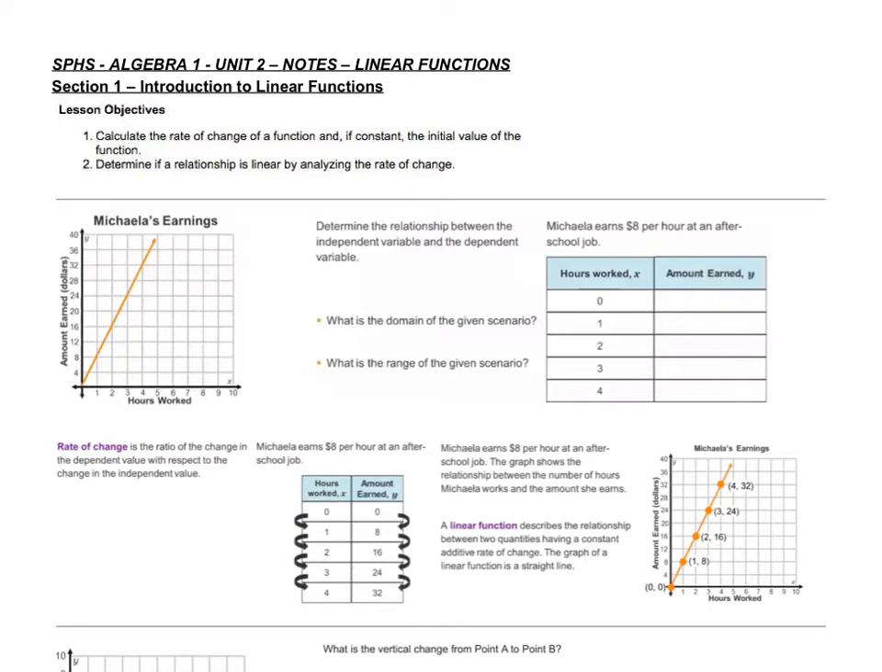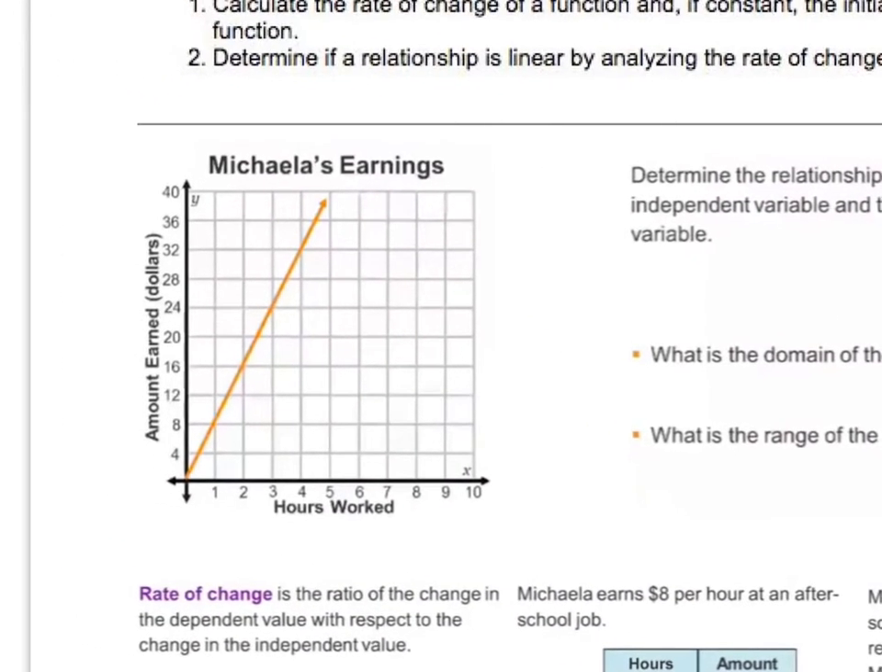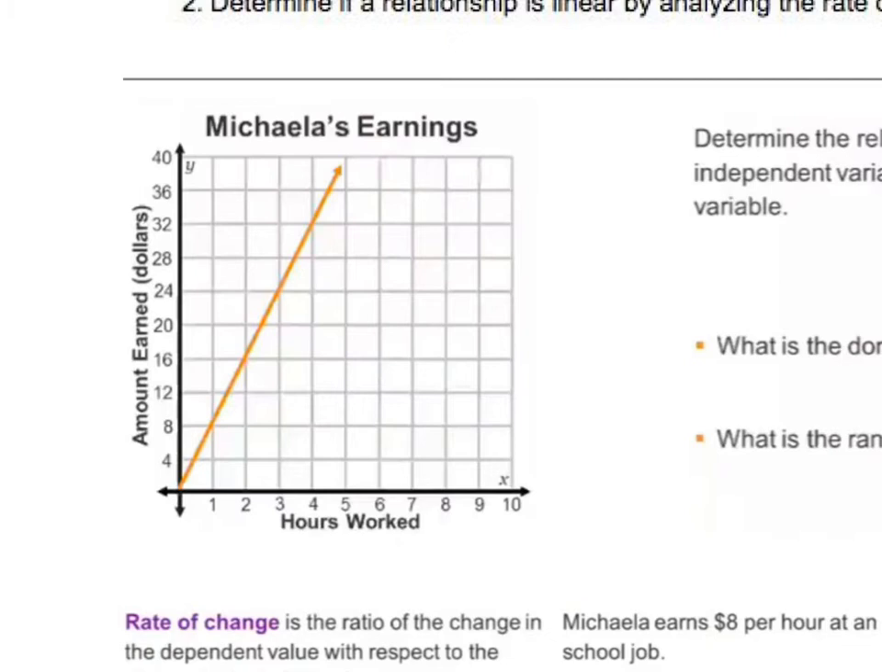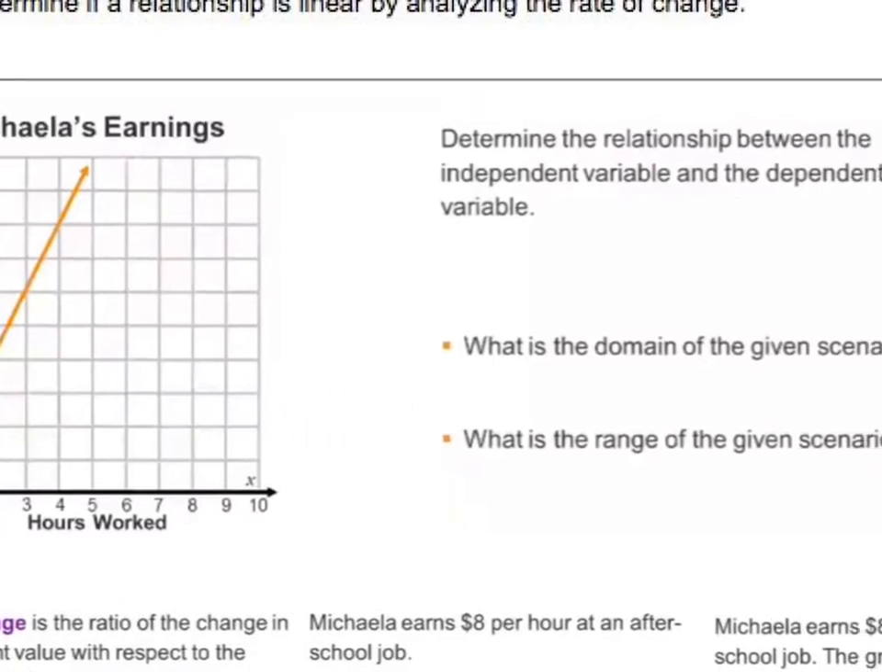So, what I want to talk about real quick is a linear relationship with the hours worked and the amount of money that you earn. We have this person named Michaela, and she works at a job, and this linear relationship shows that the more hours she works, the more money she gets paid, okay? Let's go ahead and talk about a few things here.